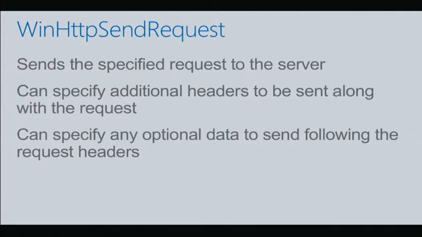Then WinHTTP send request is the actual function you use to send the request, and this is when the actual connection gets established. And you obviously have to specify the request handle, and you can specify any additional headers you want to specify. And this is where we add any optional data we want to send along with the request.